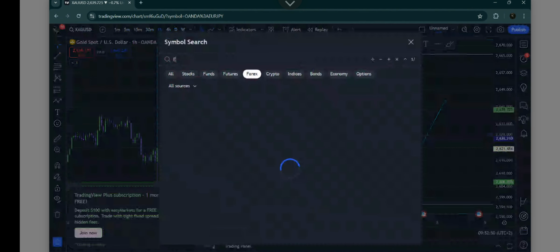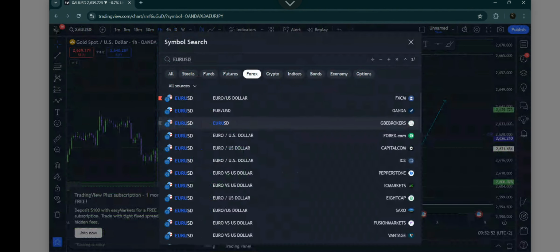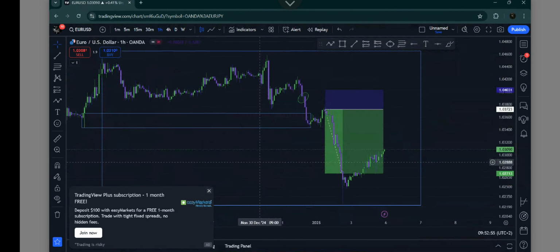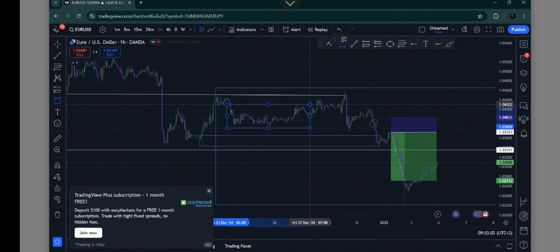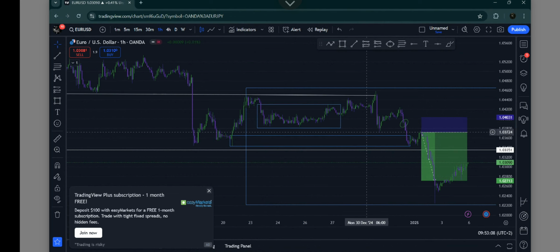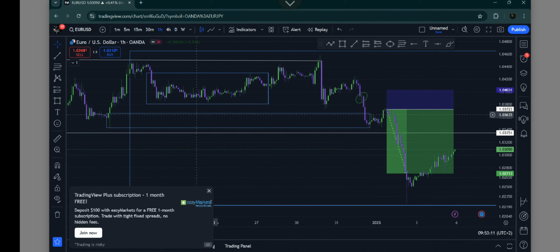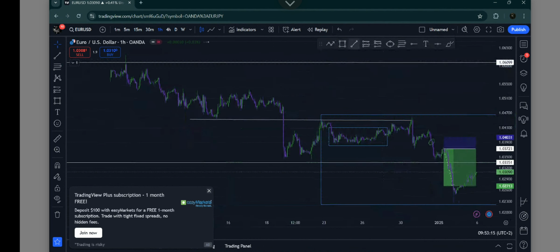Then by EURUSD, initially we were consolidating within this range, right? So around Monday we were consolidating from this range before price broke above this high, then pushed lower. So initially I was looking for buys, right, towards this supply area by the 1 hour.